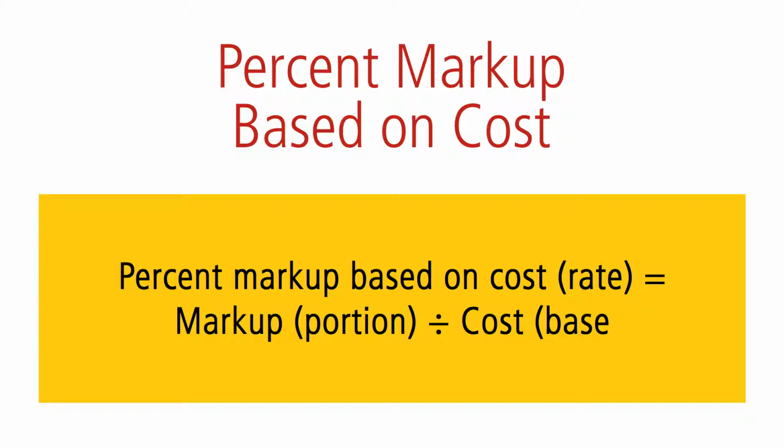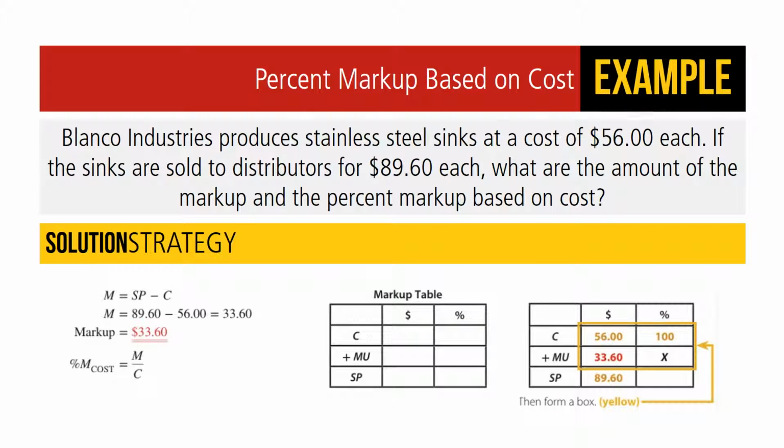We use the following formula. Percent markup based on cost, which is the rate, equals the markup, which is our portion, divided by cost, which is the base. So again, our formula is percent markup based on cost equals markup divided by cost. That long explanation is relatively simple as we look at an example of percent markup based on cost.